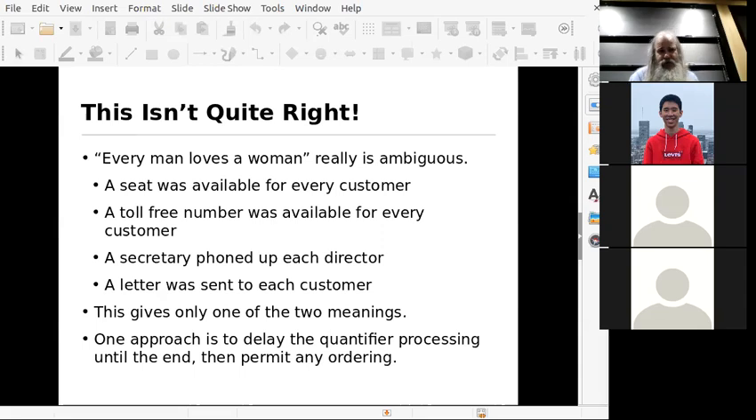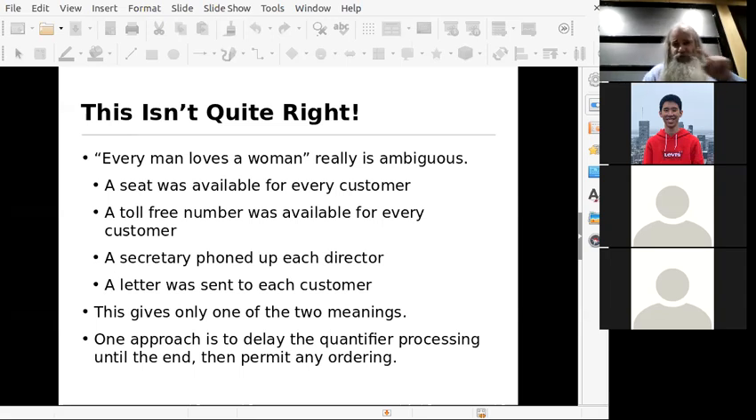However, for those of you who speak non-European languages, I want you to think about "a seat was available for every customer and the toll-free number was available for every customer." If you're not old enough to know what a toll-free number is, think about a website: a website was available for every customer, or an email address was available for every customer. Is it genuinely for complaining, or is it for their own email?